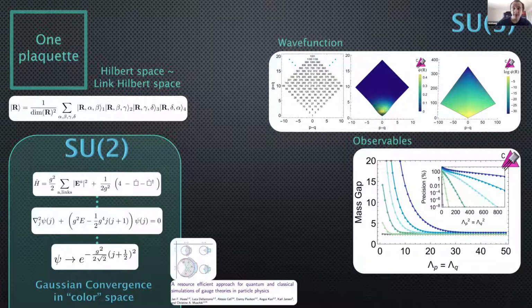And this carries over to SU3, although this is not quite as easy to see. So here we have all the representations of SU3 mapped out at different points. And here is a heat map of the vacuum wave function. And so this takes the same sort of Gaussian shape as SU2. And here, if we look at the mass gap, or the energy gap between the lowest energy state and the first excited state, we see that as we increase the truncation, the rate at which it converges down to the infinite truncation value is Gaussian, which we can see from this log plot.